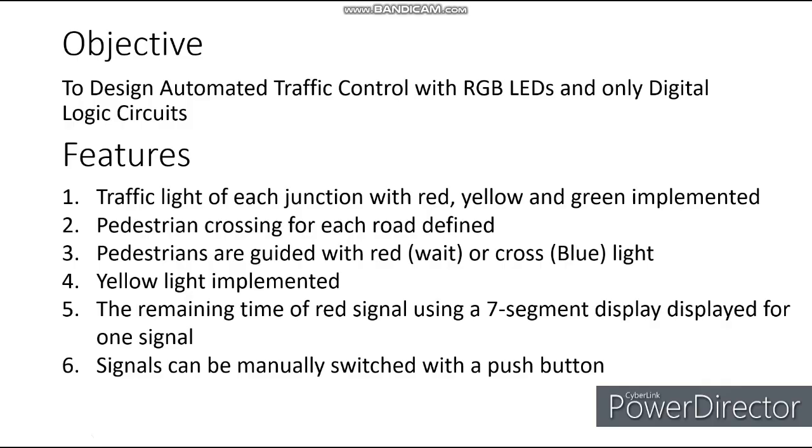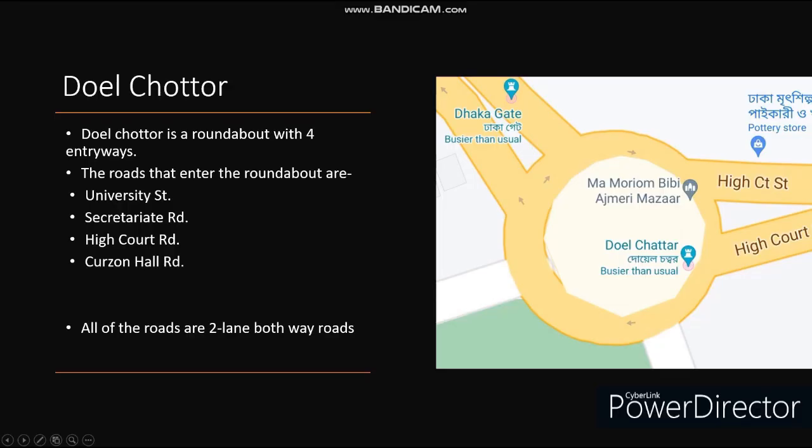Also, we have the pedestrian traffic light with red for waiting and blue for crossing, and the remaining time of the red signal we display with the 7-segment display for one signal, and the signals can be manually switched with a push button. Here first we will see the map of Doel Chattor.